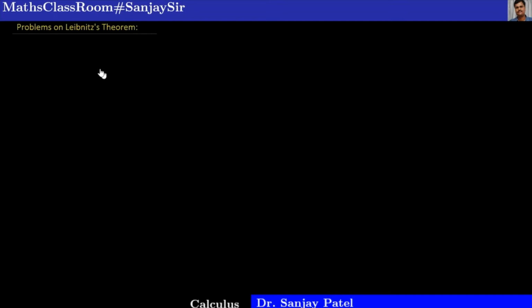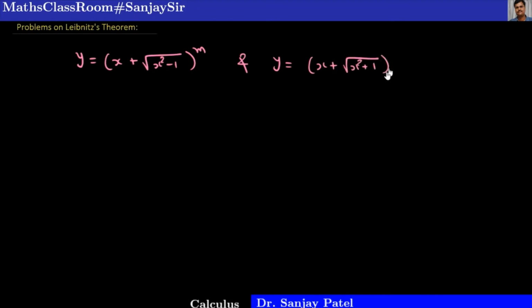In this video, we are going to discuss the nth derivative of two special functions. One is y is equal to (x plus square root of x square minus 1) raised to m, and the other is y is equal to (x plus square root of x square plus 1) whole raised to m, using the Leibnitz theorem. And we'll see that there are many other problems which can be solved with the help of these two. And they are all interesting ones.